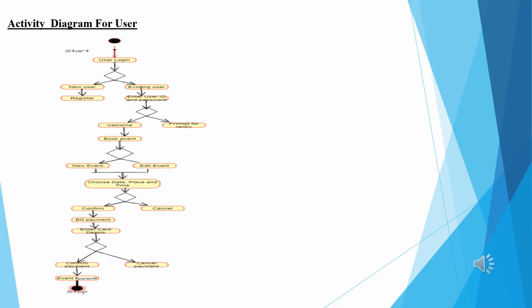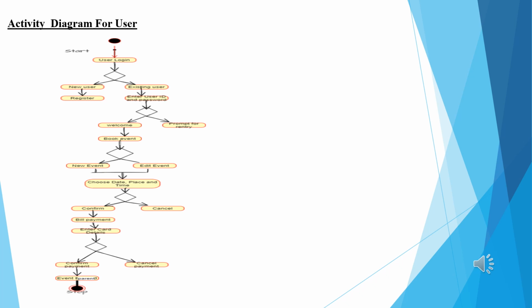Now we will see the activity diagram for the user. To start the process, the user has to log in with the existing user details by entering his user ID and password. If it is a new user, the customer has to register for further steps. After completing the registration, the user will be able to log into the website. The system will check the details. If they are not valid, the user will be asked to re-enter the details.